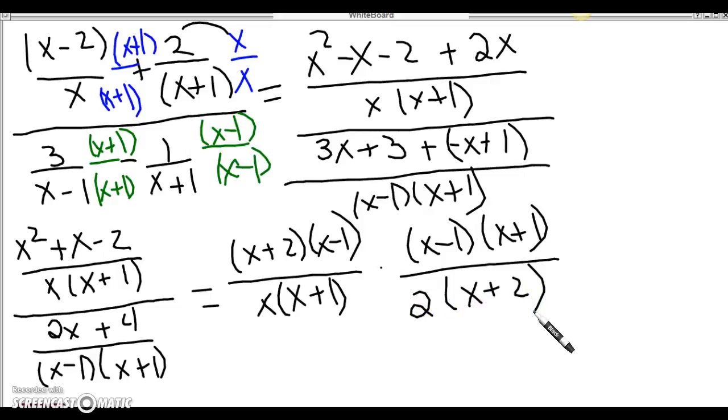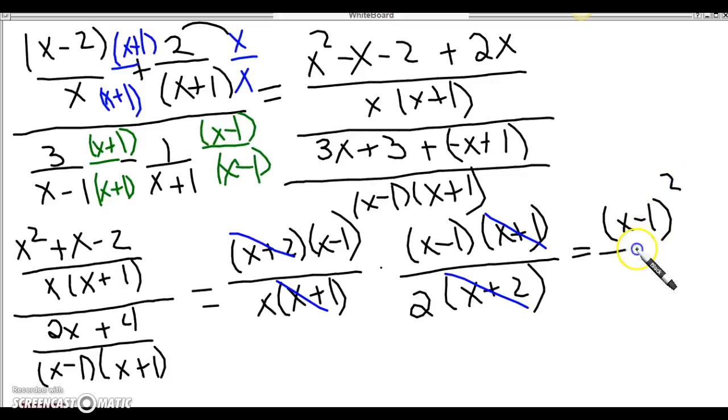Then I'm going to cross out everything that I have alike. So I have x plus 2 and x plus 2 in my crosses. I have x plus 1 and x plus 1 in my crosses. And that's it. So my final answer is going to be x minus 1 times x minus 1. So I can say x minus 1 squared. And then I have 2 times x.